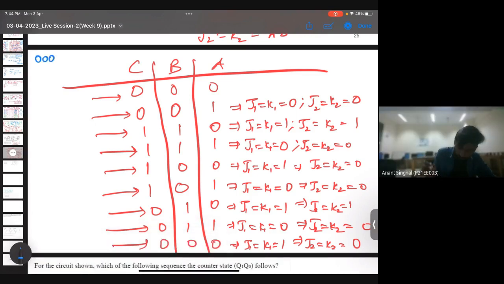I'm getting from 000 to 001, then I'm getting to 110, then I'm getting to 111, then I'm getting, sorry, then I'm getting to 110, right? Sorry, then I'm getting to 100, then I'm getting to 101, then I'm getting to 010, then 011, and then again 000. So we'll check the options.